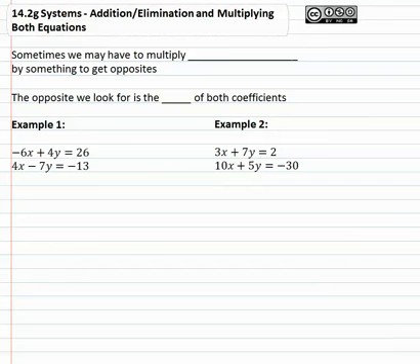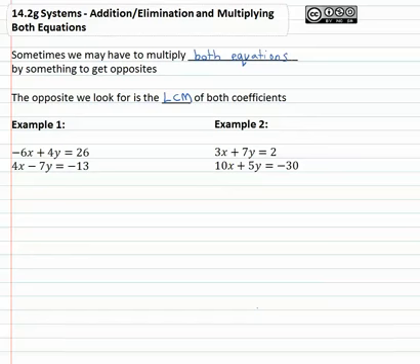However, sometimes we have to do some work to get opposites by multiplying one of the equations by something. And even other times, we may have to multiply both equations by something to get opposites. If we're multiplying both equations, the opposite we look for is usually the least common multiple of both coefficients.